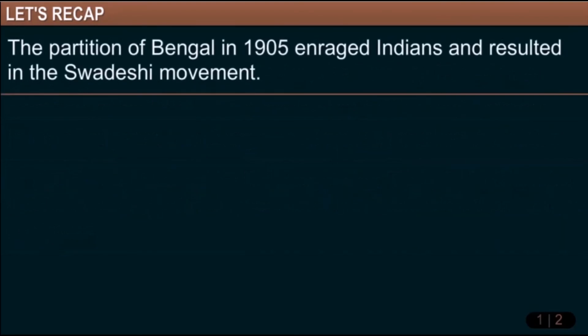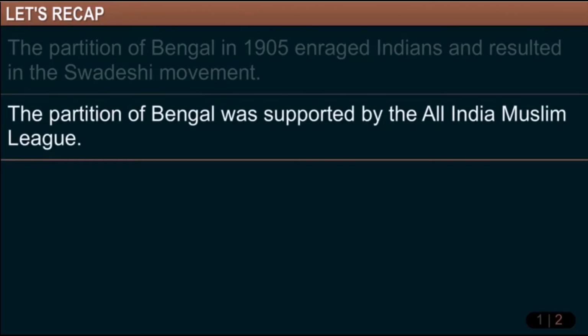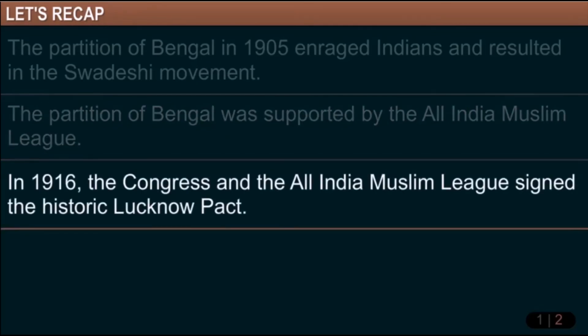The partition of Bengal in 1905 enraged Indians and resulted in the Swadeshi movement. The partition of Bengal was supported by the All India Muslim League. In 1916, the Congress and the All India Muslim League signed the historic Lucknow Pact.